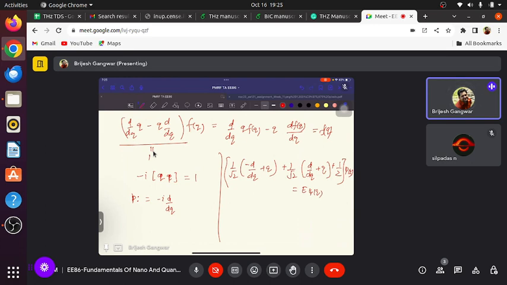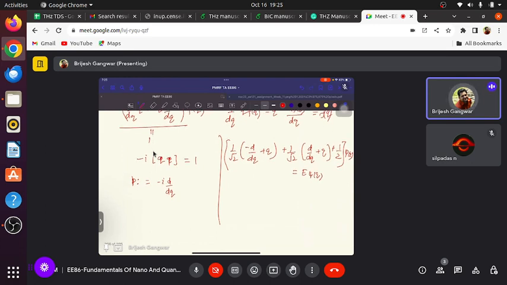From here you can consider a dagger equal to 1 by root 2 times minus d over dq plus q, and this is known as the creation operator, or raising operator.